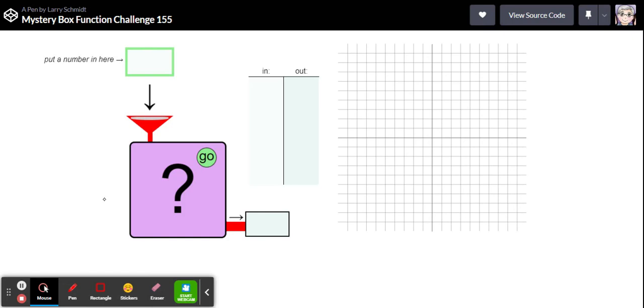Hello everybody and welcome to another Mystery Box Function Challenge. In this purple box we've got some mystery math and your challenge is to figure out what that is. You can use the link in the description to try this out, and when you think you've got an idea, come on back and see if we get the same thing.